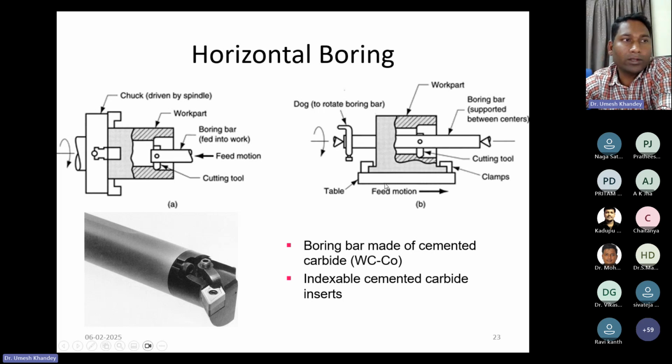Next one, horizontal boring is there. So boring bar made of cemented carbide and indexable cemented carbide inserts are here. If you revolve the tube or cylindrical pieces that have a hole inside and you want to enlarge it, you can do it easily. In both cases, feed motion is provided with the help of the tool post trowel. In the other case, the table is going to move, or the feed motion is provided to your table.